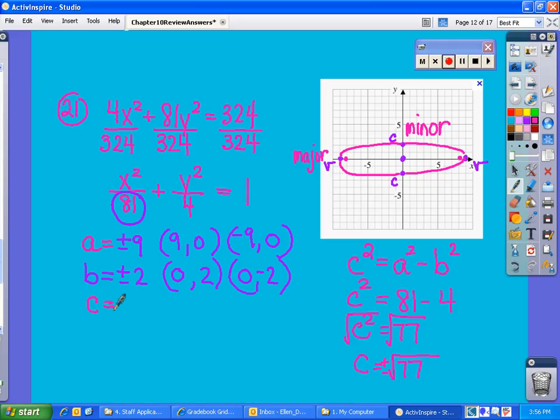Just to finish this up, we'll put c values here as plus or minus square root of 77. To write down the actual points, remember we would have them in the x-coordinate spot, so square root of 77, 0, and negative square root of 77, 0. Looks like we've identified everything.